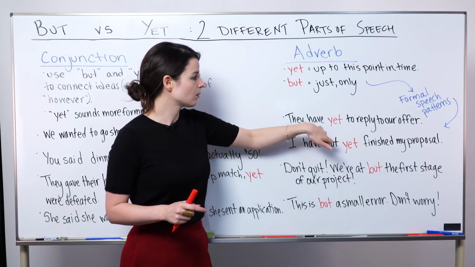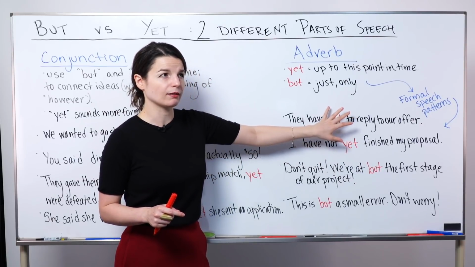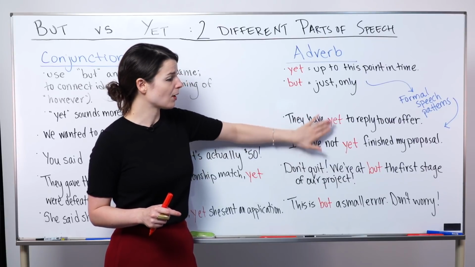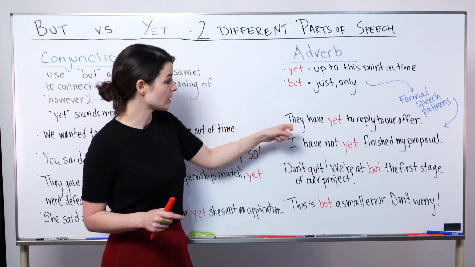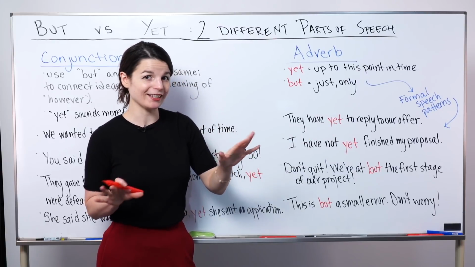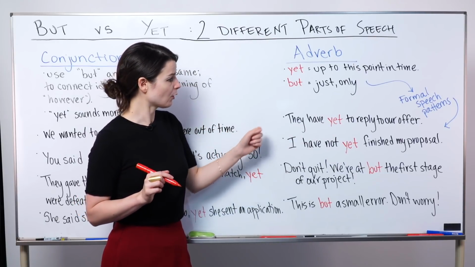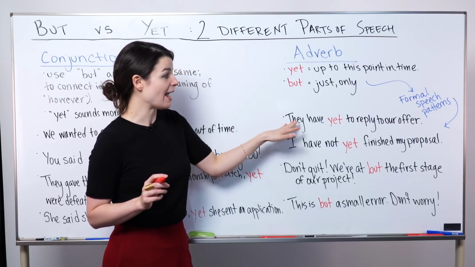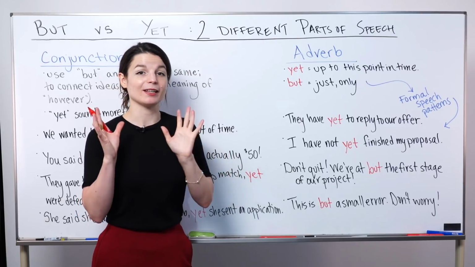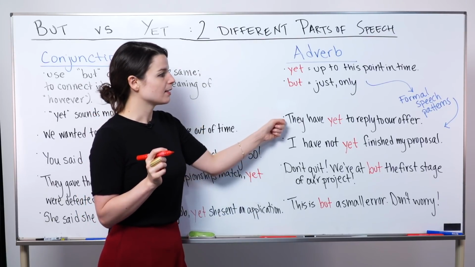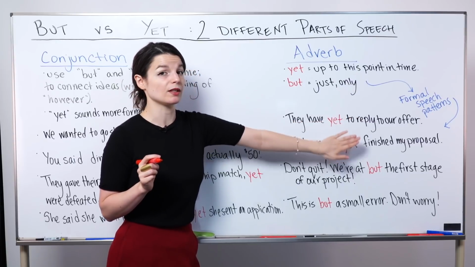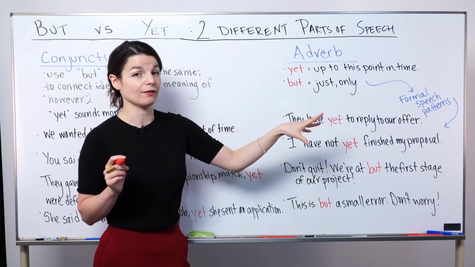So these two sentences are both expressing lack of something, so not finishing and not receiving a reply. But there are these two patterns that we can use. So yes, they have yet to reply means they haven't replied yet. That's okay to use. So you could say, for example, they have not yet replied to our offer. That's also okay to use. It's up to you. To me, this one sounds a little more formal, using this infinitive form. But you can use both of these patterns to express that lack of something.